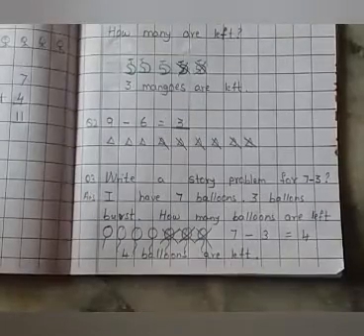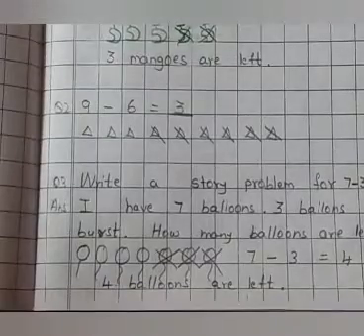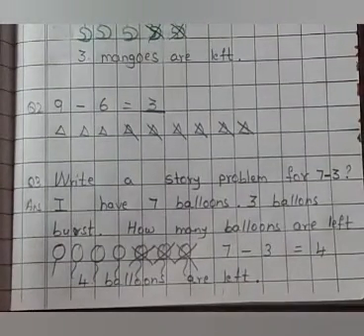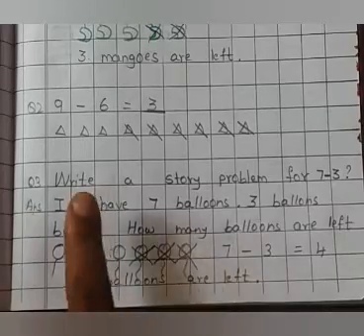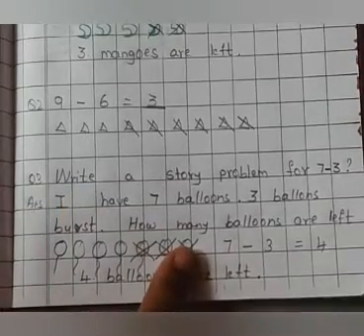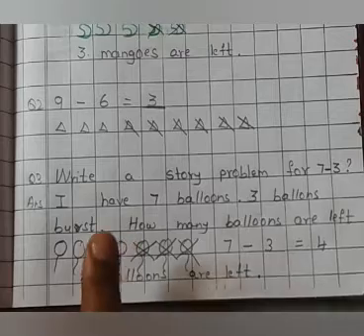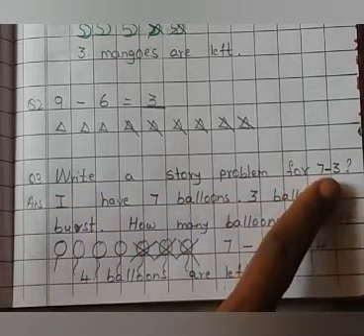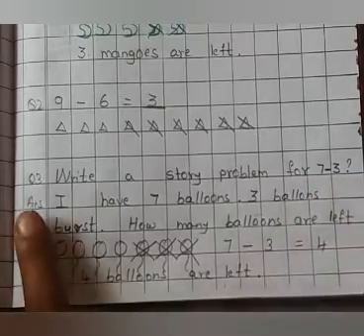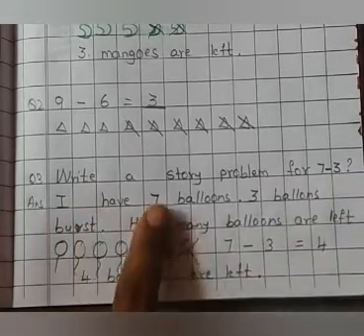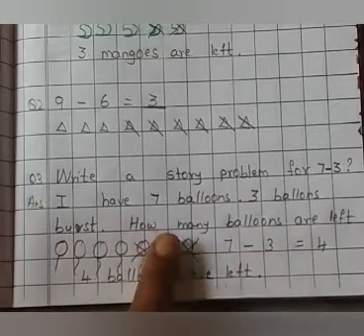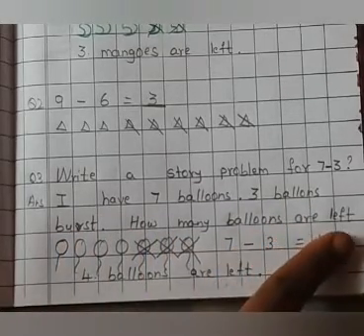Yes, children, now I am giving you classwork, children. Already we have finished 2 sums. Now today I am going to give you a story problem. See, children, like this neatly you have to do in your book. Write a story problem for 7 minus 3. So answer, I have 7 balloons. 3 balloons burst. How many balloons are left?